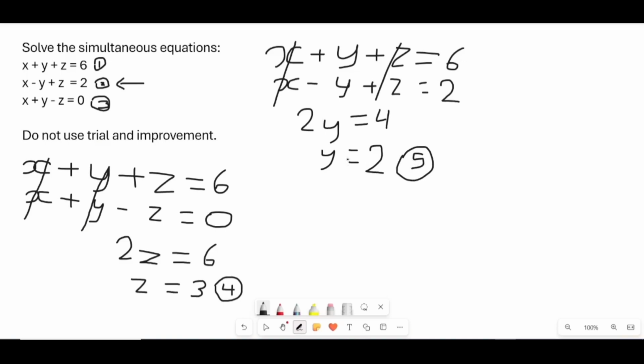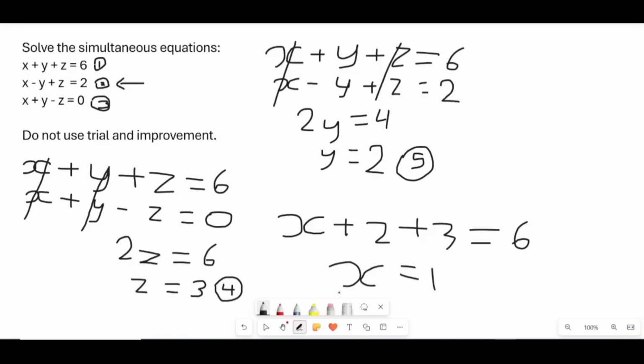Now that we have y and z, we can substitute that in. I'm just going to go with the top one because it's the easiest in my opinion. And then if we rearrange it and solve it, you can tell from here that x equals 1. So your answer is going to be x equals 1, y equals 2, and z equals 3. And that's probably the easiest you can get just because there's no coefficient before any of these, but this next question will have that.